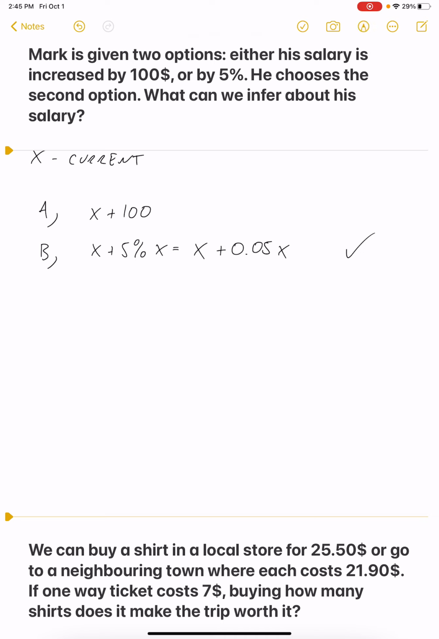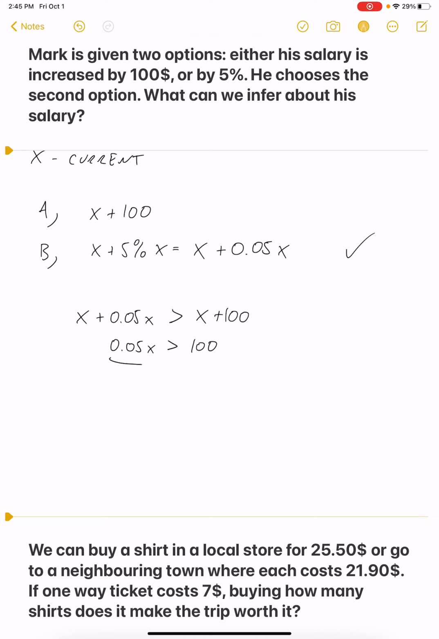Now we know that he prefers the second option, from which we can infer that the second option leads to more money in his bank account. So X plus 0.05 X is bigger than option A, X plus 100. Now we can subtract X from both sides of the equation, which means 0.05 X is bigger than 100.